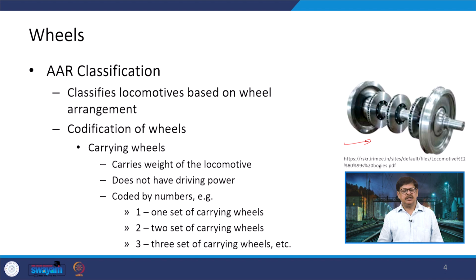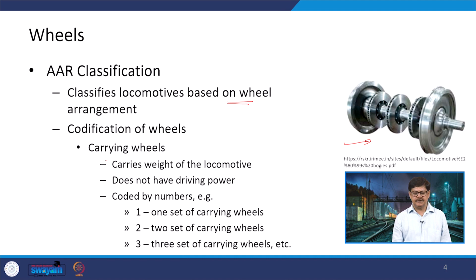So there is an AAR classification. AAR is the Association of American Railroads, and they have given a classification of wheels and axles. It classifies the locomotives based on the arrangement of the wheels. Now, what is the codification of the wheels? That is what we are going to look at in the subsequent slides.